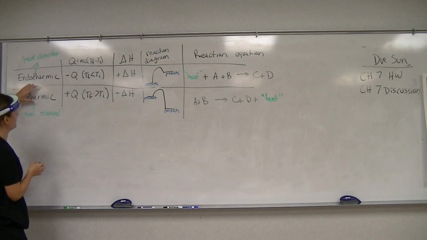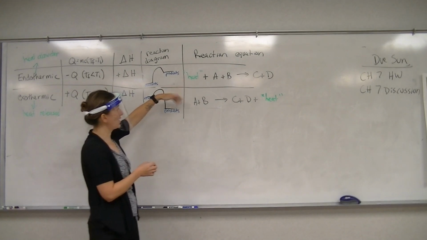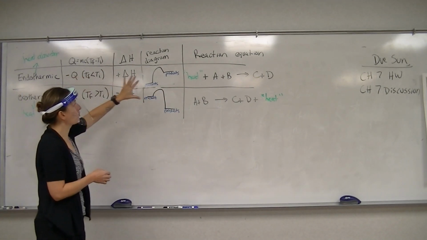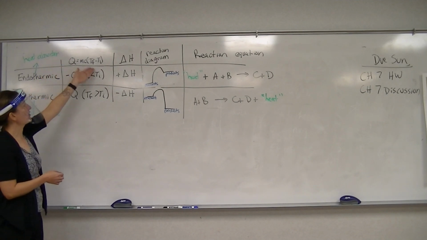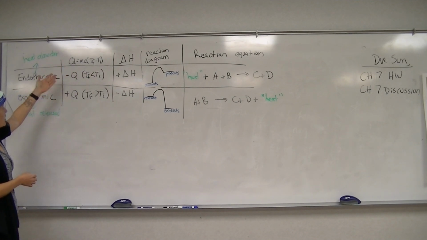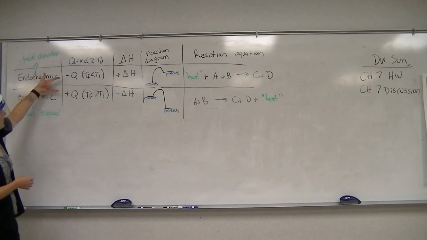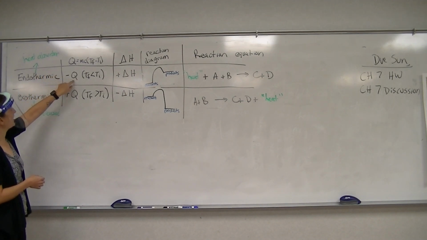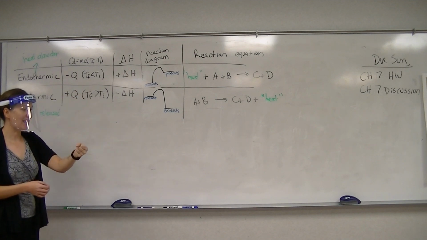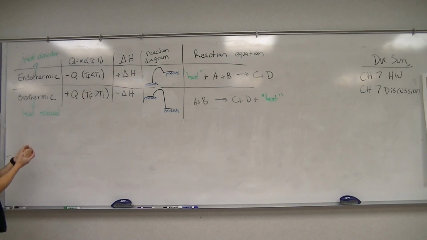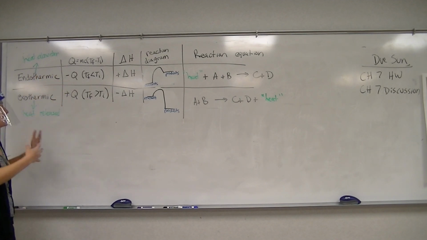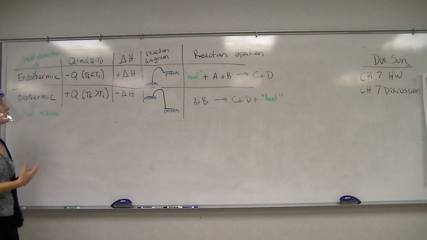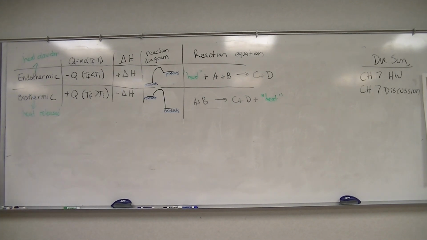So this is just a summary of how to tell if a reaction is endothermic or exothermic, depending upon what information you're given. If you're given the Q value, or if you have to calculate the Q value, you can figure out if it's endothermic or exothermic based off of the sign. If you get a negative Q value, so your final temperature is less, it cooled down, it absorbed heat from your hand, then it's endothermic. Exothermic, you're going to get a positive Q because heat's being released, so your final temperature is going to be greater than your initial. You're going to feel it warm up.